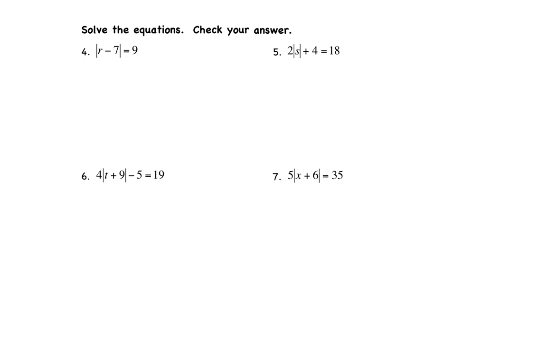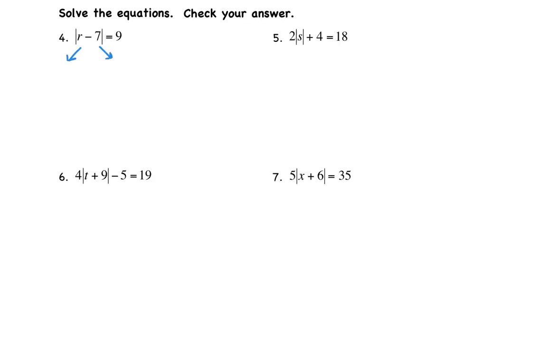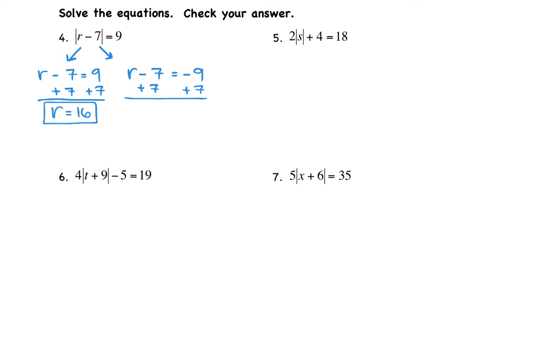All right, let's try a few more. Number 4. You'll notice that on number 4, right away, my absolute value bars are by themselves. So this problem is even easier than the one we just did because I don't need to do anything else. I can split right away because the absolute value bars are alone. So r minus 7 could be 9, or r minus 7 could be negative 9. Over here, when I add 7 to each side, I get that r could be 16. Over here, when I add 7 to each side, I get that r could be negative 2.